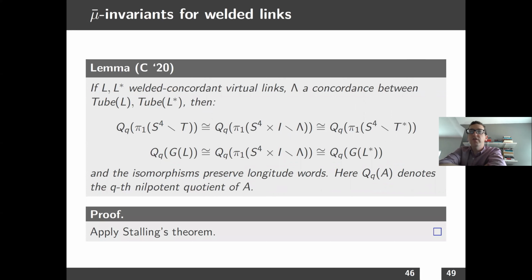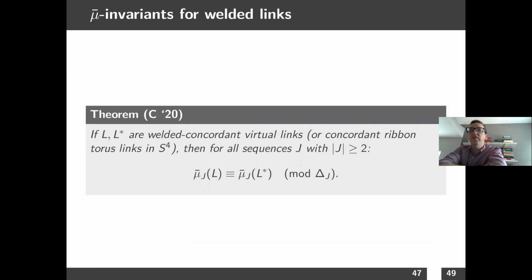Okay, now how do you prove this? Well, it's really just Stallings' theorem. It's a similar argument to the one used to prove that the Milnor invariants of classical links are invariant under concordance. And so as a consequence, we find that if you have two welded concordant virtual links, or you can rephrase this as concordant ribbon torus links in S4, it's the same definition, then for all sequences J of length at least 2, their mu bar invariants are the same up to the usual indeterminacy.